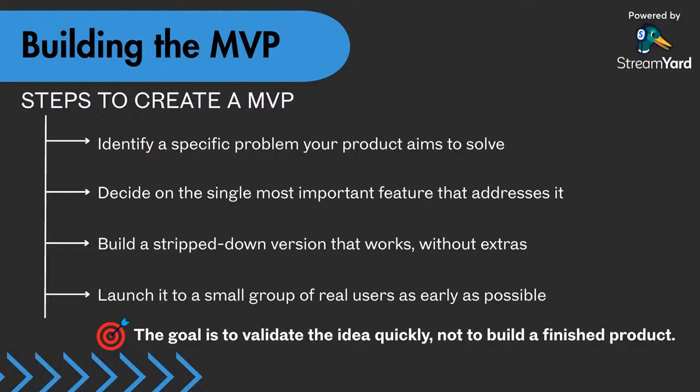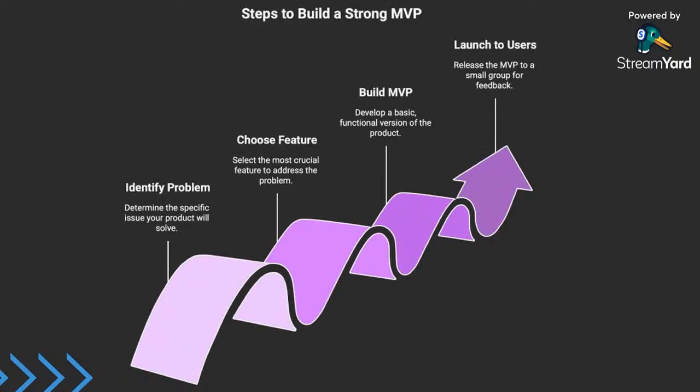Now, the next key step is building the MVP. There are simple steps to create a strong MVP. Identify a specific problem your product aims to solve. Decide on the single most important feature that addresses it. Build a stripped down version that works without any extra features. Launch it to a small group of real users as early as possible. The goal is to validate the idea quickly, not to build a finished product.